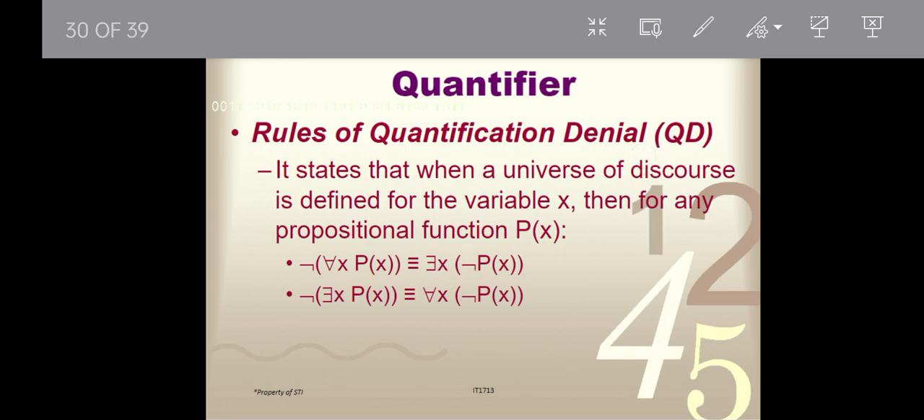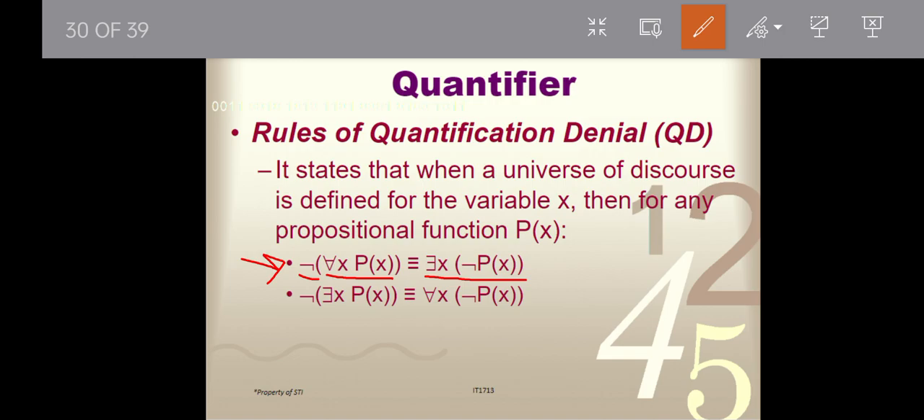Okay, so these are the rules of our quantification denial, or negating our given quantification. First, we have this one. If we have a universal quantification, we read this as for all x, P of x, and if we negate that statement, it is equivalent to there exists x such that the negation of P of x. Later on, let's have an example.